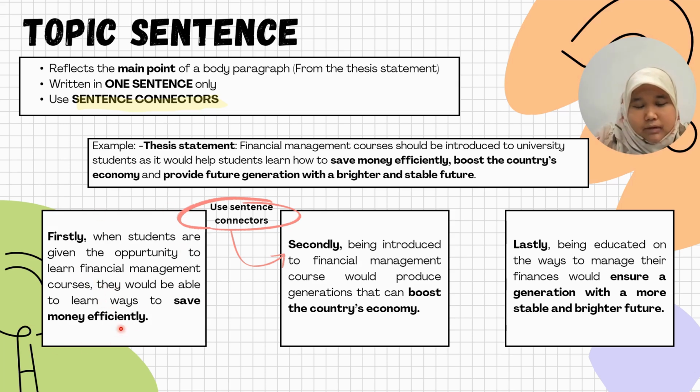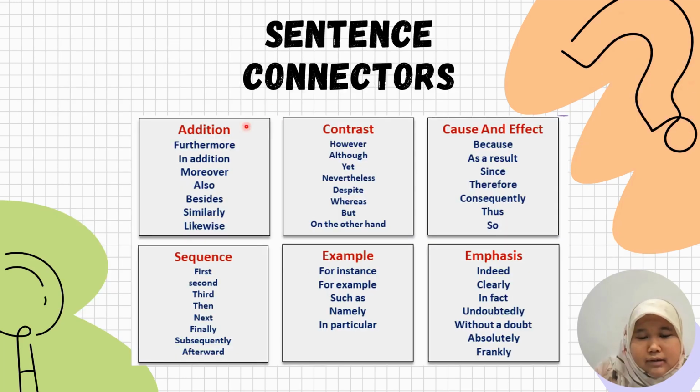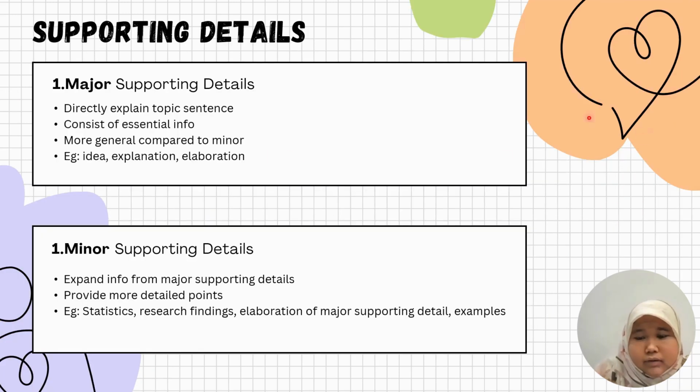This is your first paragraph, and then for the second body paragraph, you have a second topic sentence, secondly, and then lastly. Obviously, you can use other sentence connectors, such as furthermore, in addition, moreover, and however. This is very useful. You can read these types and use them in your essay. So that's the topic sentence.